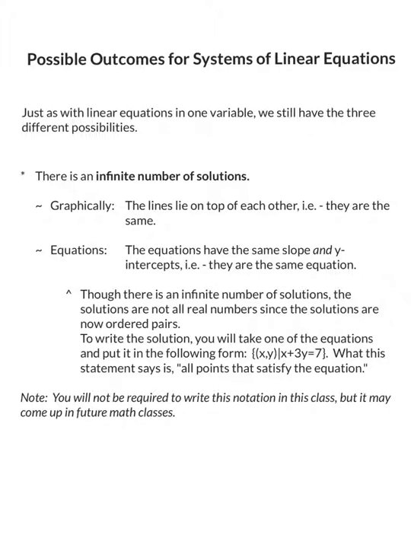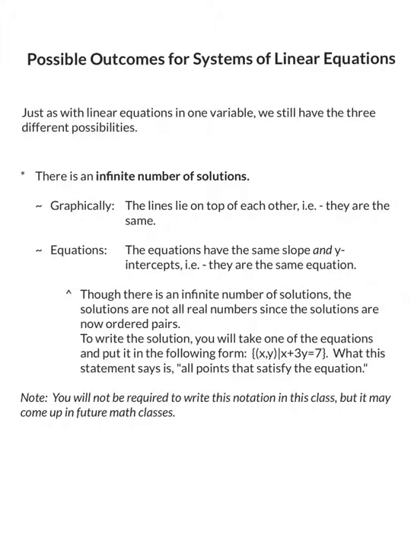Our final possibility that we saw when we looked at linear equations in one variable was that you could have an infinite number of solutions. Systems of linear equations, you have the same thing. Remember that each line has an infinite number of points on it. And in order to have an infinite number of solutions, this means that the lines lie on top of each other. They are the same line.